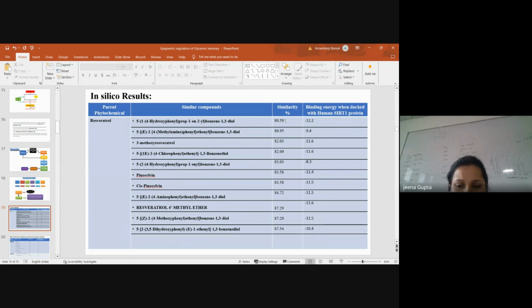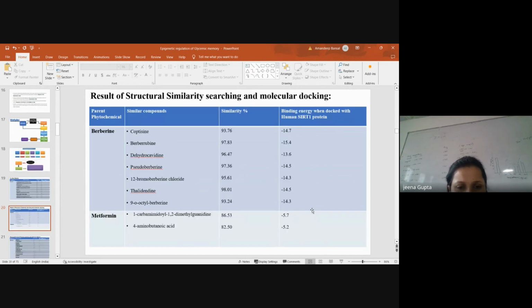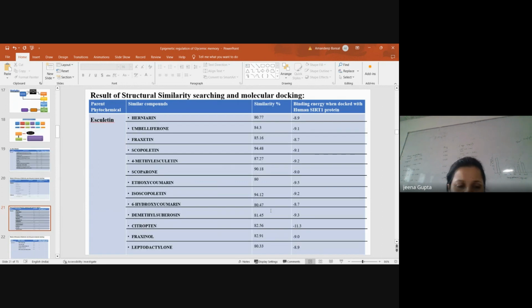12 different compounds which are more than 80% similar with the resveratrol structure, and they also show the potential binding energies. Similarly, with berberine, we found seven compounds structurally similar, more than 80%, or you can say more than 90% structurally similar with berberine, and potential binding energy with certain proteins. Metformin is a synthetic drug for diabetes. So we only found two natural compounds which are structurally similar with metformin and have binding energy, although the binding energy is less as compared to other compounds.